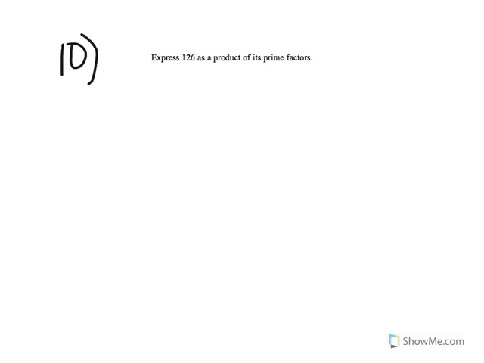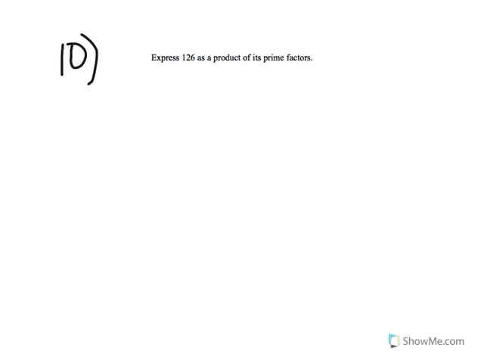Okay, question 10 is asking you to express 126 as a product of its prime factors. Now prime factors, I hope you know what prime numbers are. They're 2, 3, they're just numbers which are not divisible by anything else other than themselves and 1. Yeah, and 0 and 1 don't count.